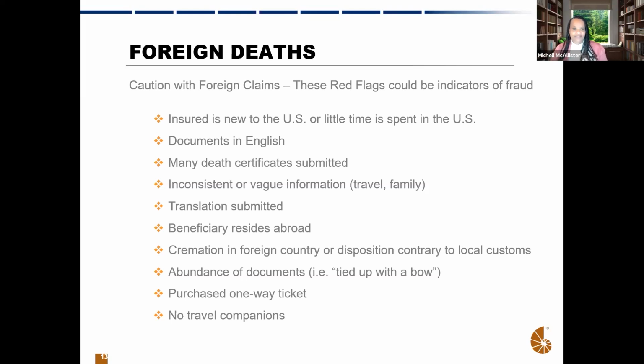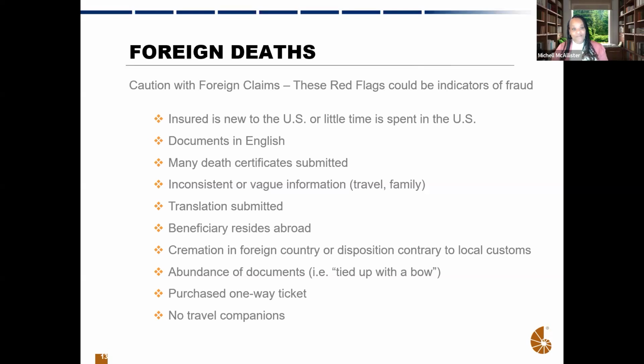Abundance of documents tied up with a bow. I call this my pretty package. This happens quite often where we just get a little too much information without any solicitation. The beneficiary will call up, want to report a death claim. They don't even tell you that the insured died in a different country, and you get everything you normally would ask for in a package, and you haven't even told them that you need this information. That is a really, really, really big, huge red flag.